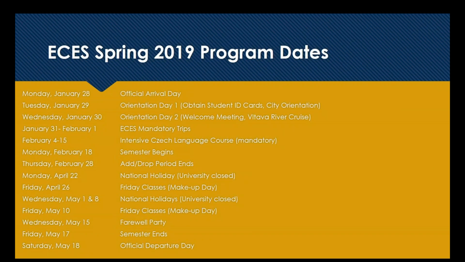And we'll move on to the program information. So on the screen here, you can see the spring 2019 program dates. The official arrival day is January 28th. The departure day is May 18th. I'll explain the orientation and arrival in more detail in a bit.